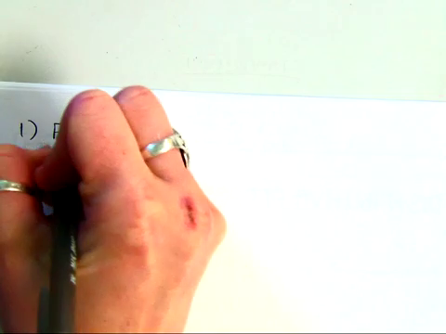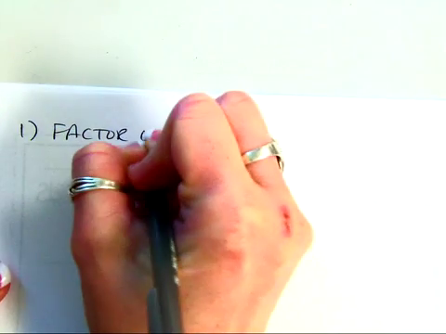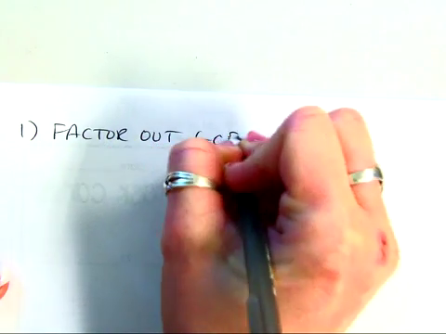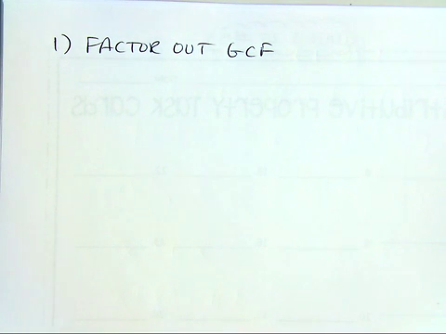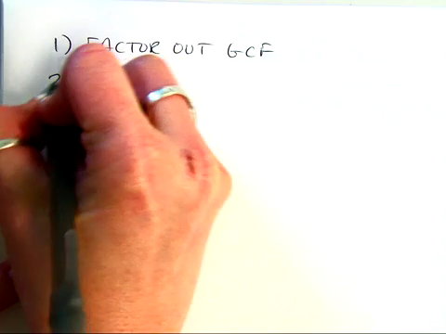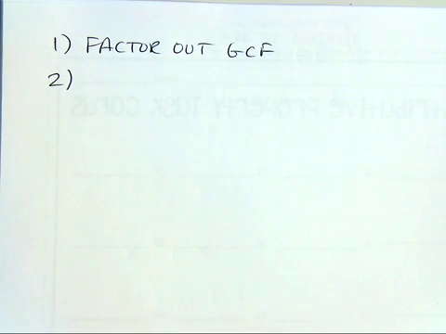So step 1, always factor out your GCF. Now that I'm teaching you about the GCF, that has to be the number 1 thing you look for. You have to look for a GCF. If there isn't one, then go ahead and factor it. Okay? If there is one, pull out the GCF, then factor it. Okay?